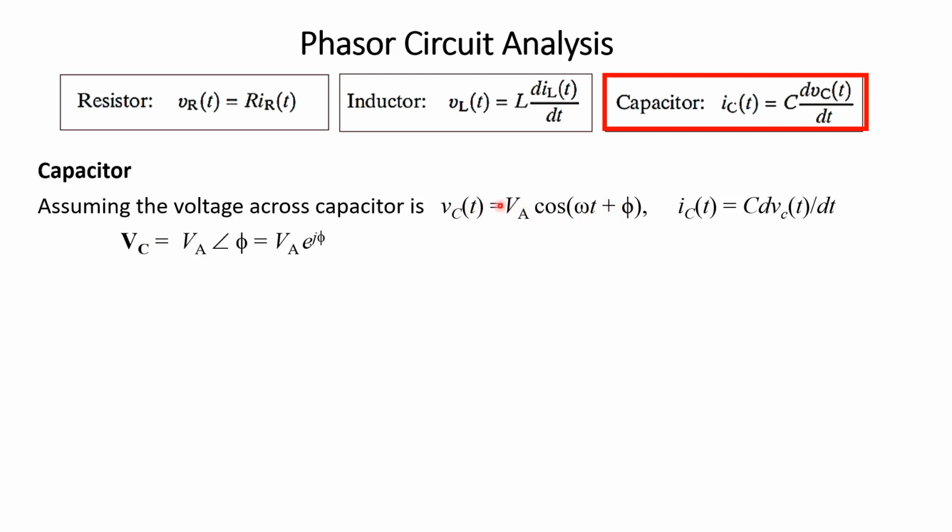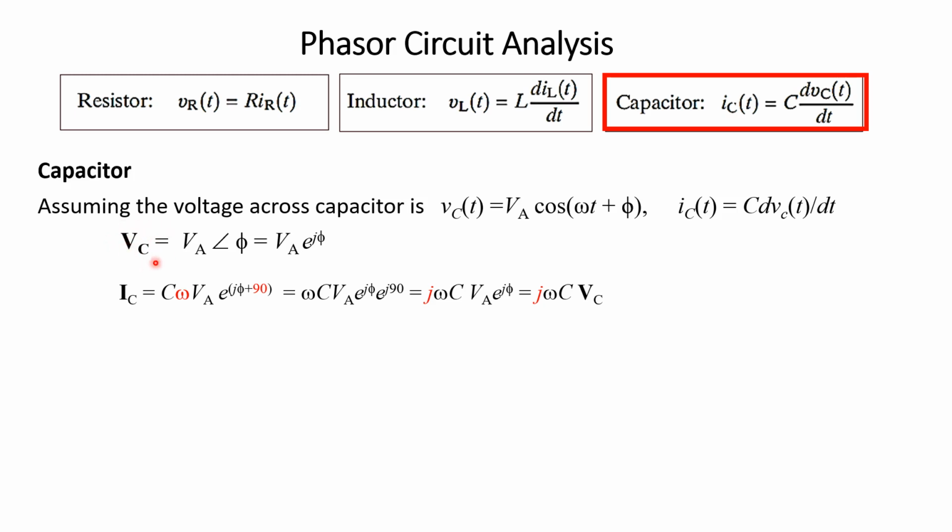In its equivalent phasor representation, we just need the peak value as magnitude and phi as the phase angle, either in this representation or in this representation. So this is VC in bold case. So what is IC? IC is C multiplied by the time derivative of the voltage. What is the time derivative of voltage in phasors?